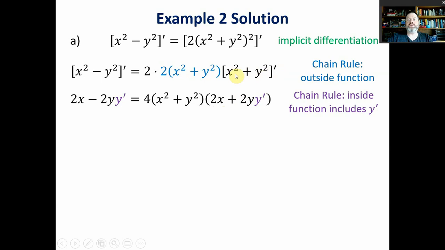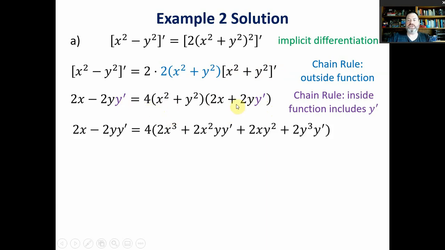And then here, same thing with this derivative, right? Derivative of x squared is 2x. Derivative of y squared is 2y y prime. Now what do we do? Well, we have 2 y primes. So I'm going to distribute this right side. This is just this foiled. Okay? Just a big old foil.